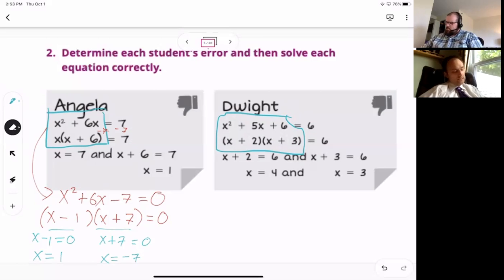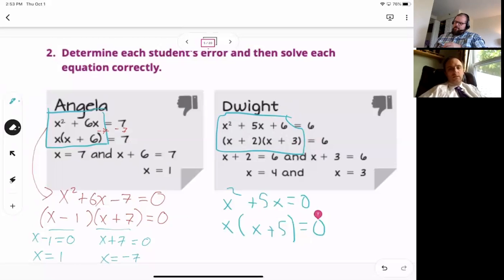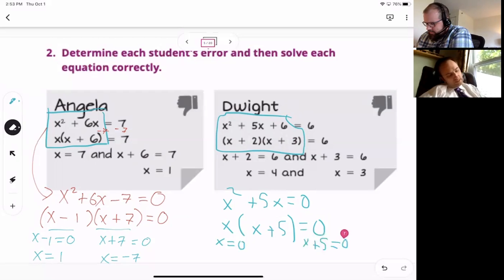And similarly for Dwight, he wants a 0 there. So subtract 6 from both sides, so we have x squared plus 5x. In this factoring they may be more comfortable with, you factor an x out. It's called the greatest common factor. It looks like you're creating a distribution problem. Could we call this undistributing? Yes, factoring is the same thing as undistributing. And then just like Mr. Carlson said, either x equals 0, in which case I'm done, or x plus 5 equals 0, which means x equals negative 5. Cool.